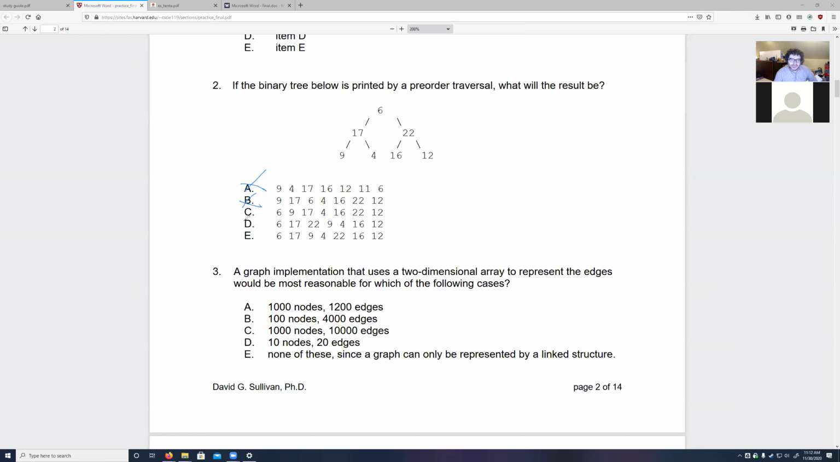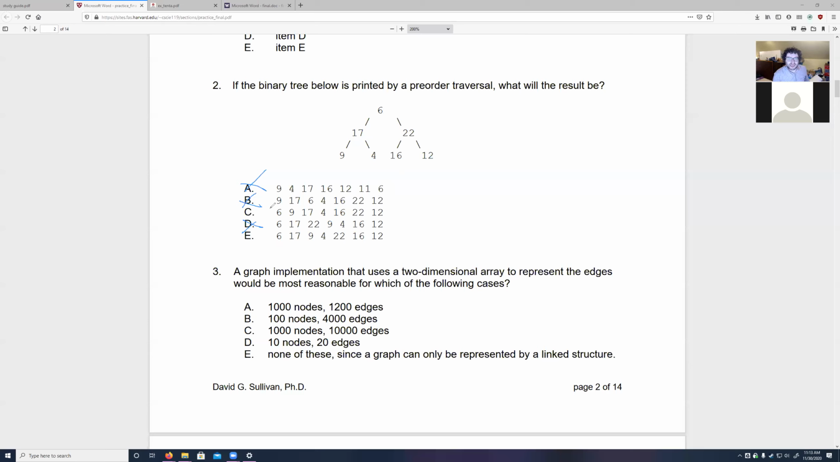So it can't be D, because D is 6, 17, 22, 9, 4, 16, 12, which, if you think about it, is actually breadth first search. That's what D is. It's doing this, this, this, this. Myself, then my nodes 1 step away, then my nodes 2 steps away. That is, in terms of trees, sometimes called level order traversal.